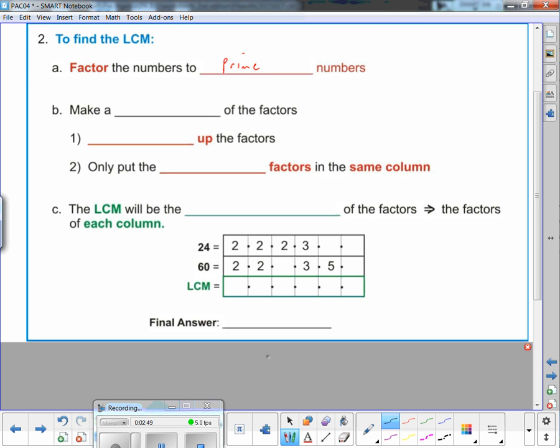Number 2 is make a. Oh, come on. Make a. There you go. Make a shot. Make a shot. All right, so that's the same.